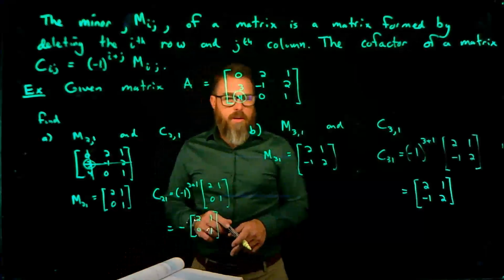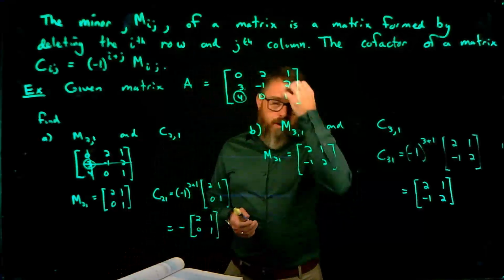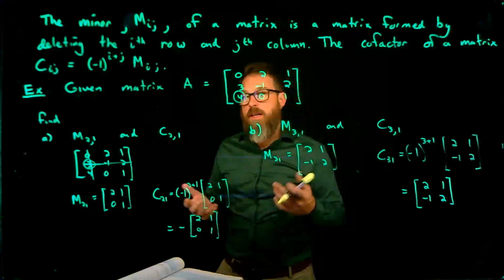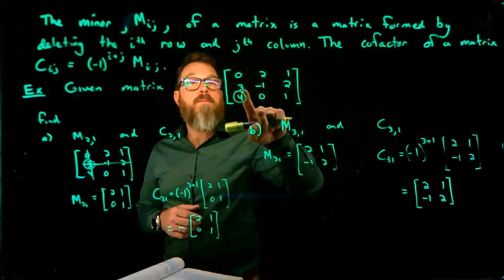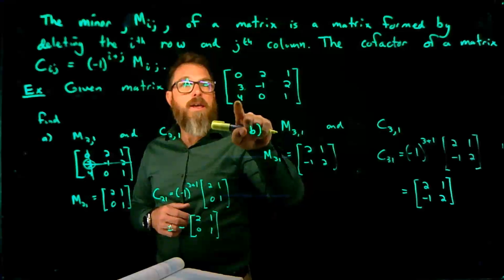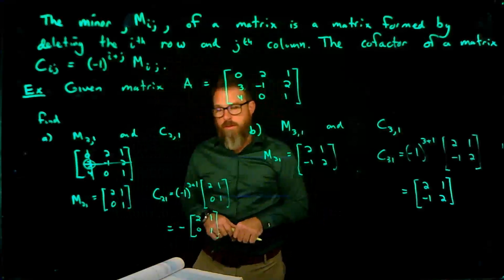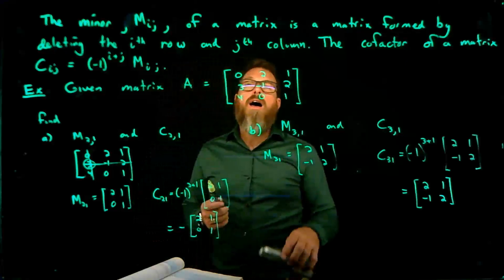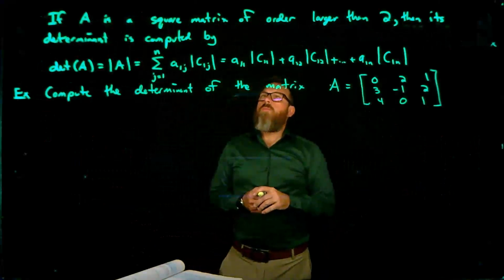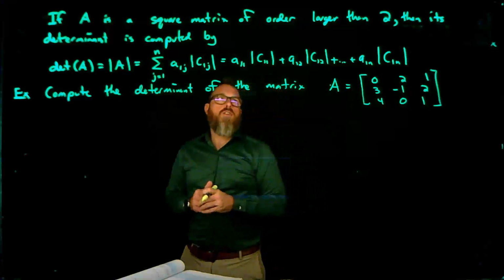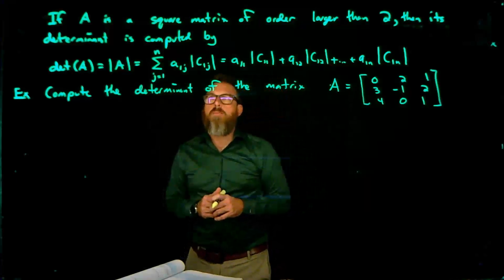All right, so now let's figure out what the determinant of, say, a 3 by 3 matrix is, which may be this one right here. And what we're going to do is we're going to use minors, really we're going to use cofactors to be able to do that. So let me give you a way to find the determinant. So if A is a square matrix of order larger than 2, then its determinant can be computed by this.